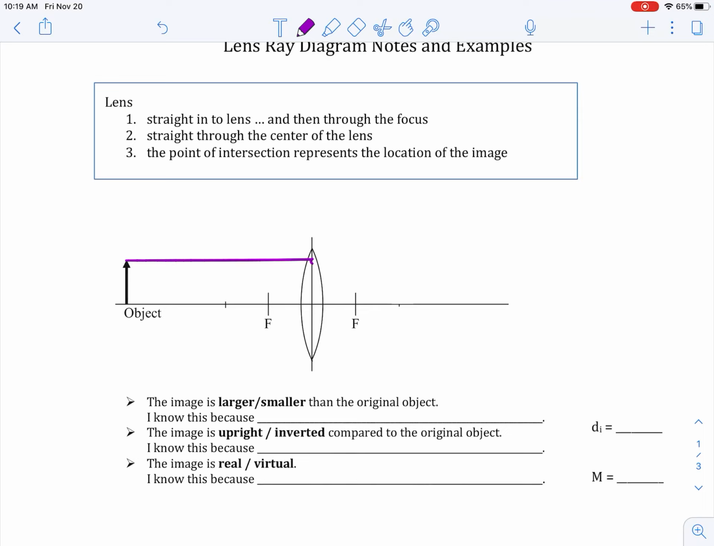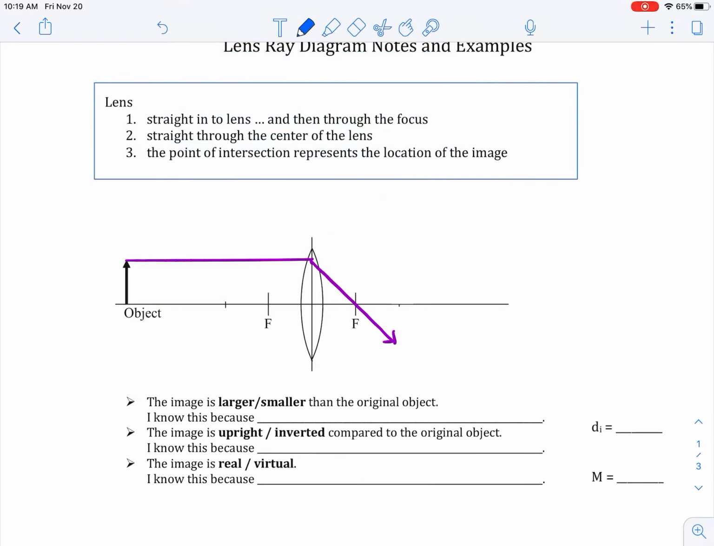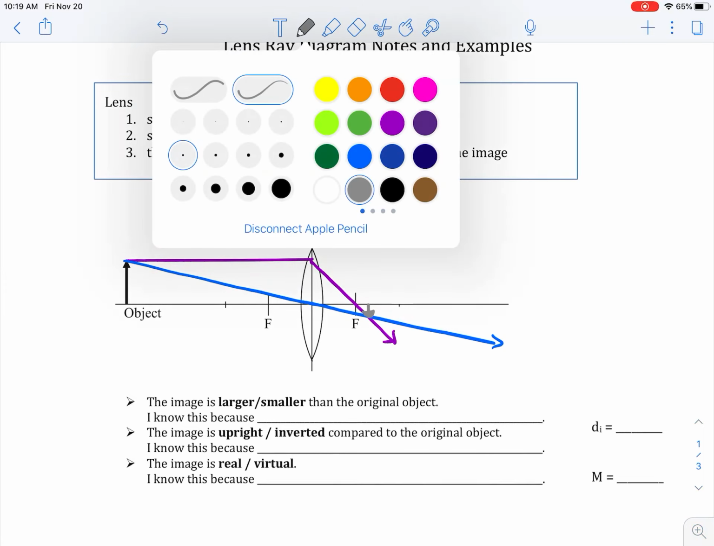Do your best to make sure you hit that focal point. If you have to redraw it like I am, that is totally okay. We really want these drawings to be accurate. Sometimes figuring out where your pencil is actually going to touch the page is the tricky part. And then we want that second beam of light to go straight through the center of our lens. And the point of intersection is where our image is located.